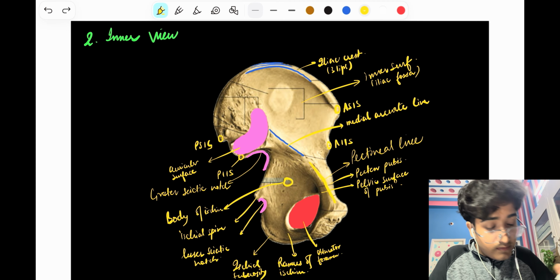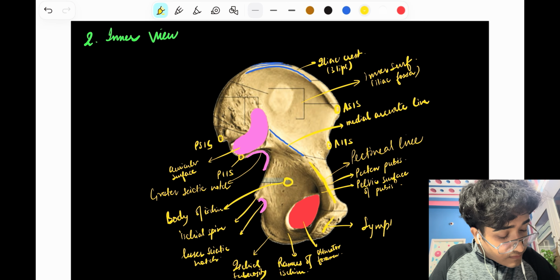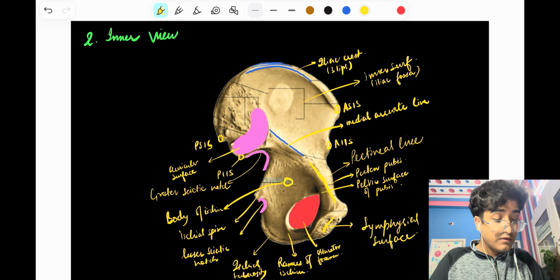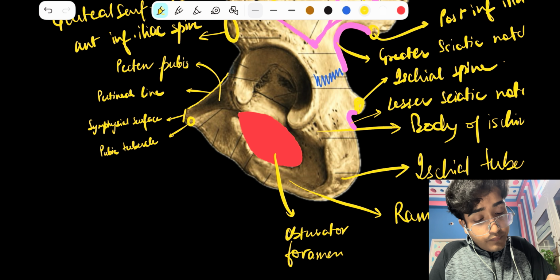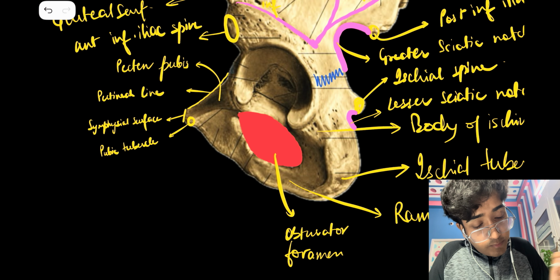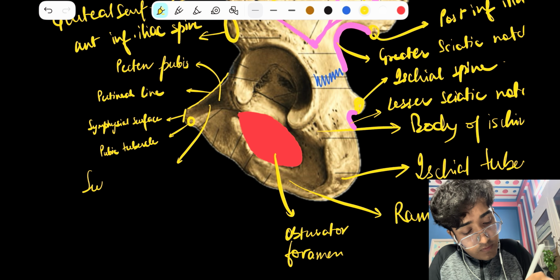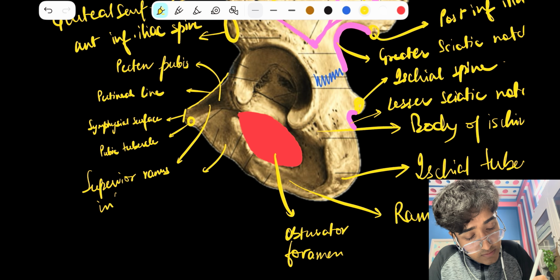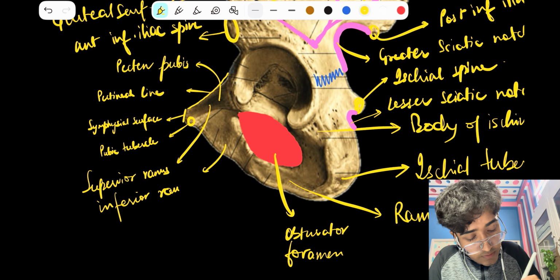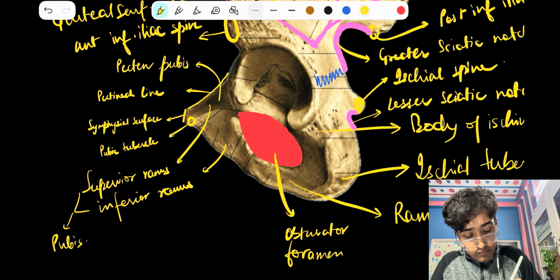I told you this one is the symphyseal surface. Now, this one is the superior ramus of the pubis bone, and this is the inferior ramus of the pubis bone. Superior ramus and inferior ramus of which bone? Of the pubis.